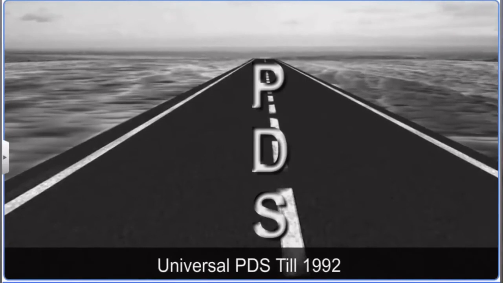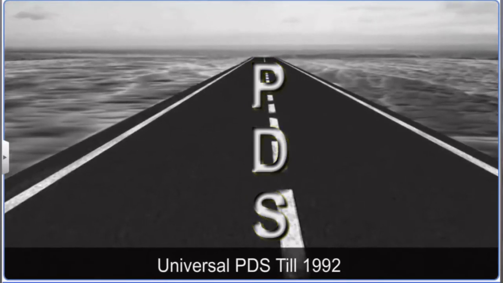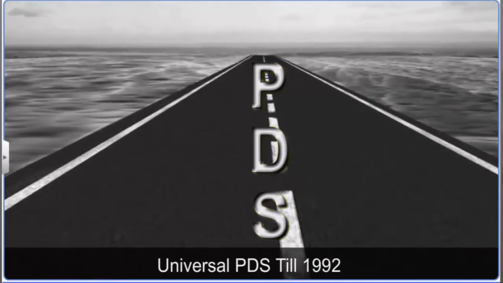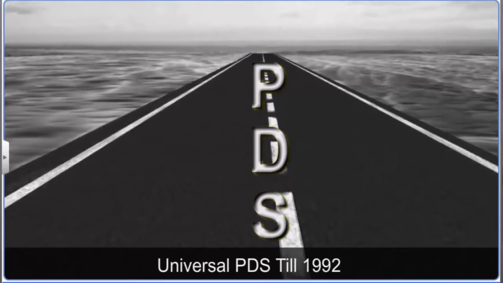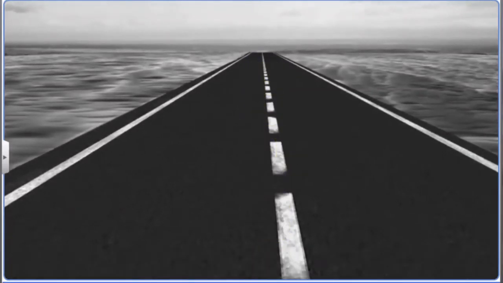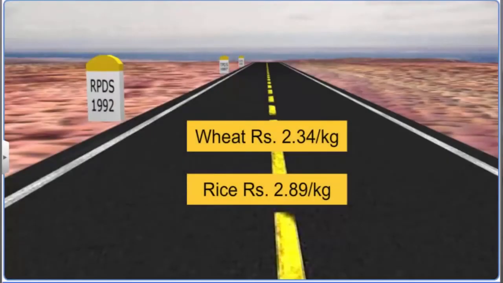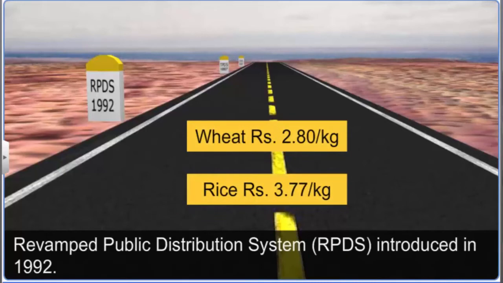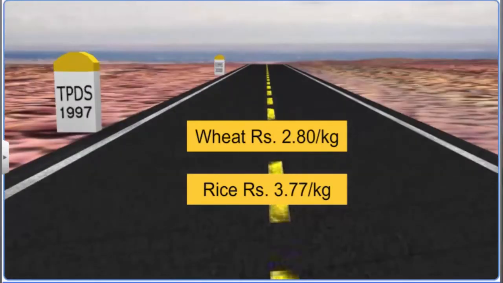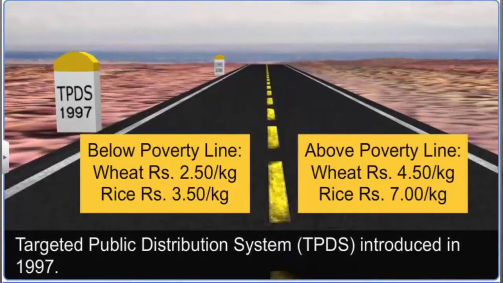Till 1992, the public distribution system applied universally to the entire population of India. All the people holding ration cards could buy food from ration shops at uniform subsidized rates. In 1992, a revamped public distribution system was introduced in 1700 backward blocks in the country. In 1997, the targeted public distribution system was introduced to extend the benefits to the poor in all areas of the country.